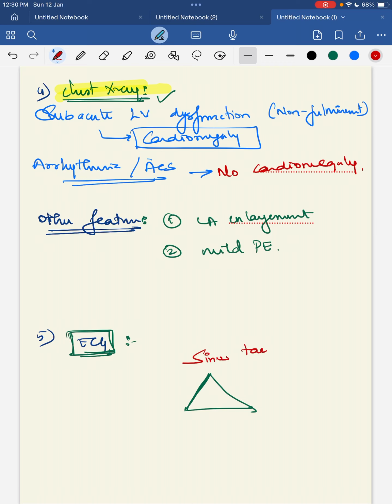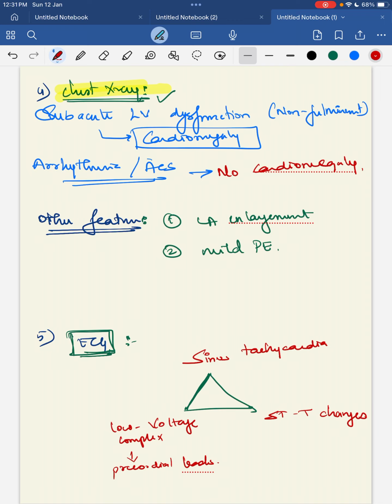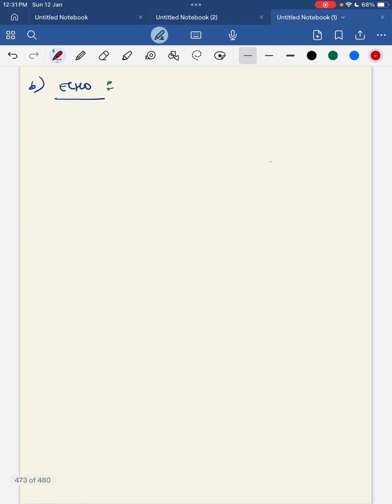These are the investigations that should be done mainly when you suspect a child with myocarditis. Next, the sixth investigation is your echo. In echo features you will be seeing LV dilation, your left ventricular ejection fraction will be decreased. Third, there can be mild pericardial effusion. Fourth will be regional wall motion abnormality. These are the four main echo findings that can be seen in myocarditis.